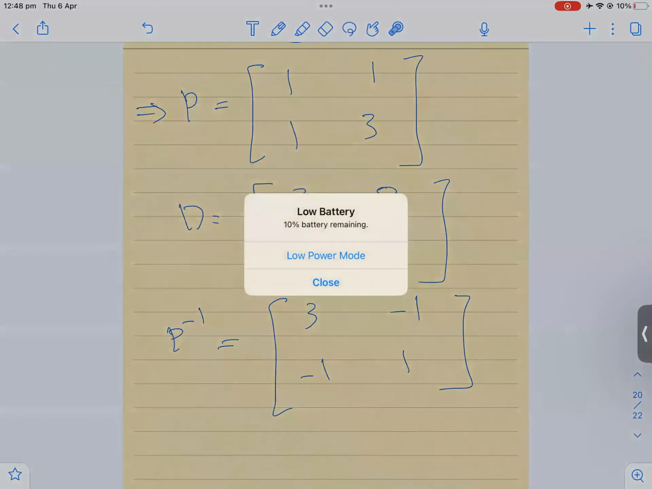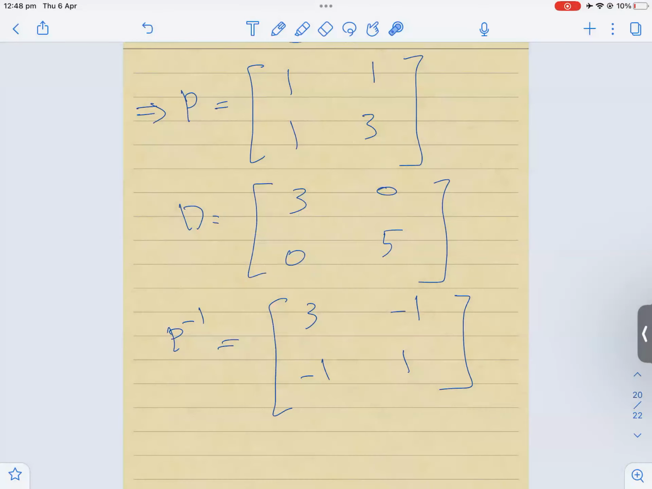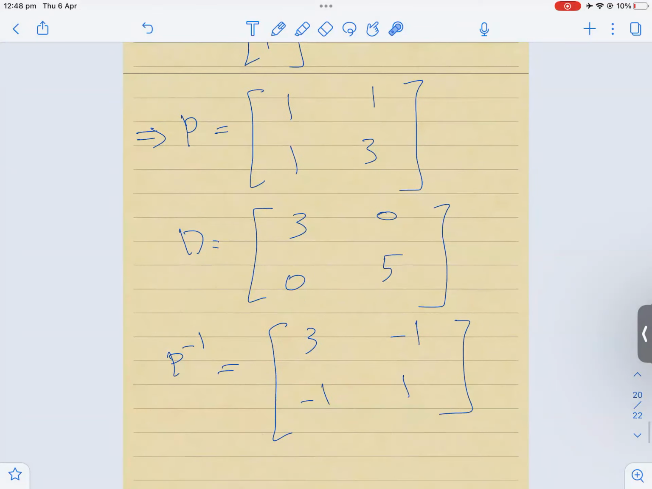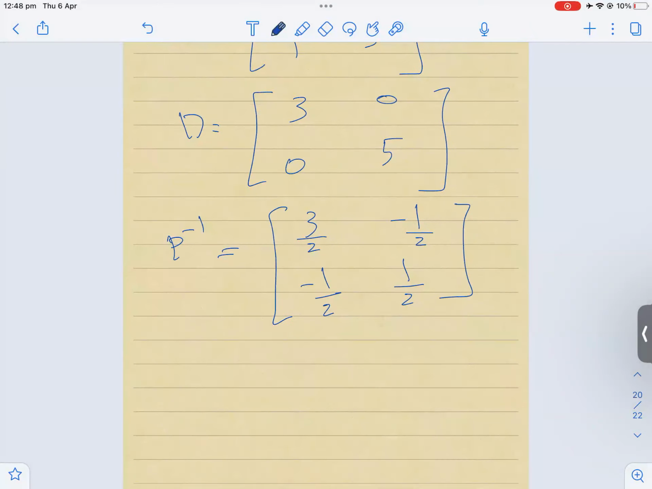It didn't work. You have to do 1 over the determinant. So what's the determinant of this? 3 minus 1, which is 2. Okay, whatever. So P inverse is this one.